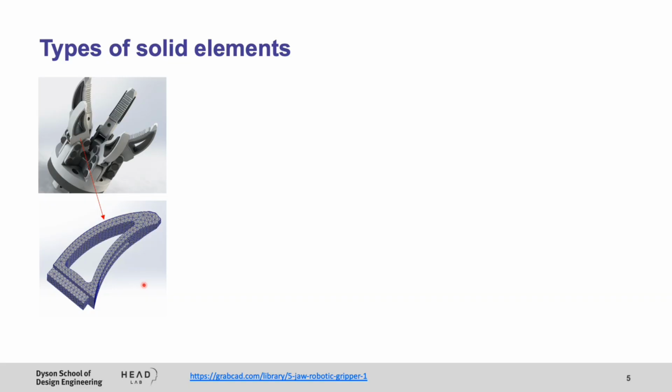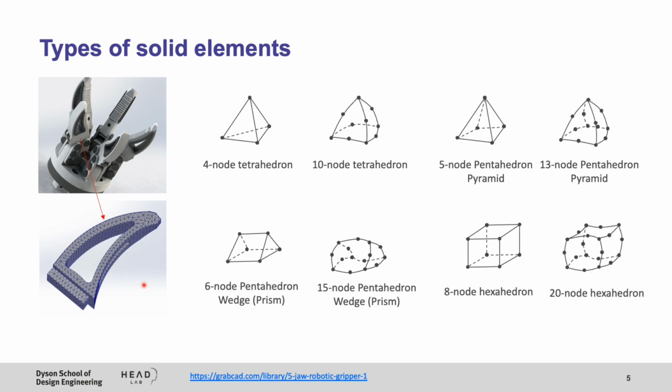I mentioned tetrahedral solid elements. In reality, there are different types of solid elements based on their shape and number of nodes. Four main element shapes are shown here, which are tetrahedral elements, pyramid elements, wedge elements, and hexahedral elements.